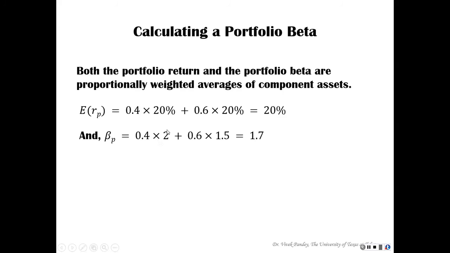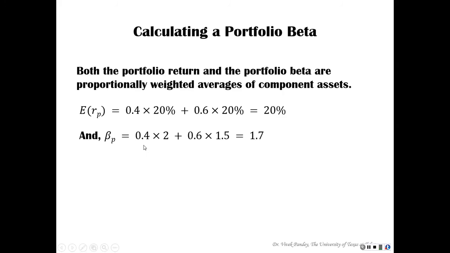The beta of the first one is 2, the second one is 1.5. Proportion-weighted average: 0.4 times 2 plus 0.6 times 1.5 gives us 1.7, and that will be the beta of a portfolio in which we had 2,000 invested in one and 3,000 in the other, right? So that's where these proportions come from.